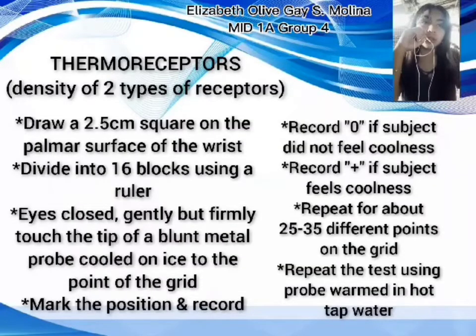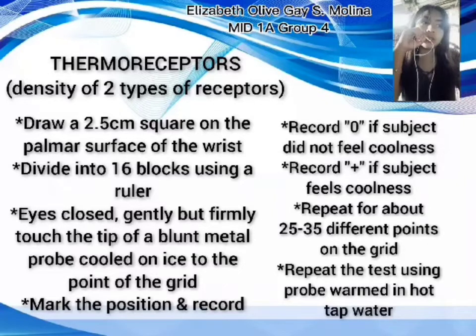Thermoreceptors. Draw a 2.5 cm square on the palmar surface of the wrist. Divide it into 16 blocks using a ruler. With eyes closed, gently but firmly touch the tip of a blunt metal probe, cooled on ice, to a point of the grid. Mark the position and record. Record 0 if the subject did not feel coolness.